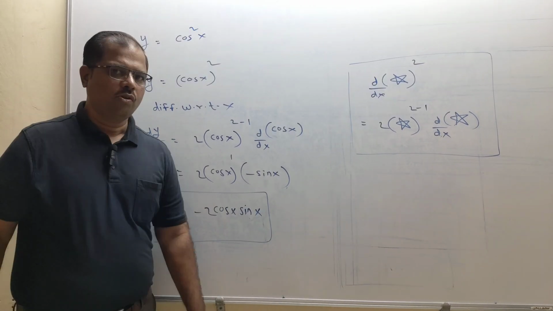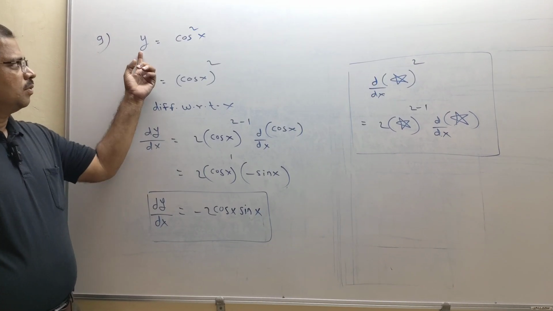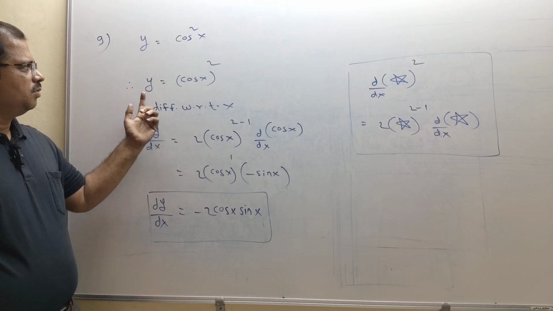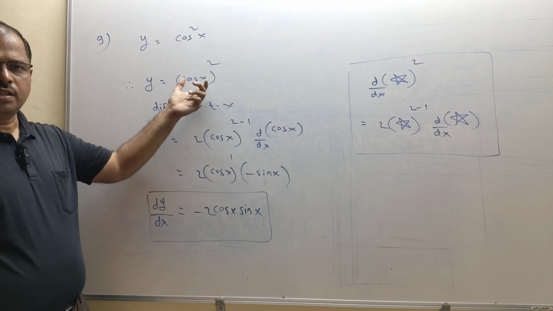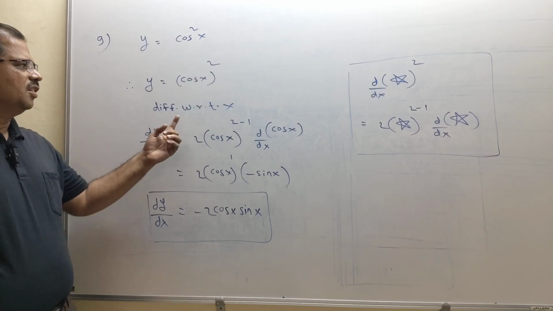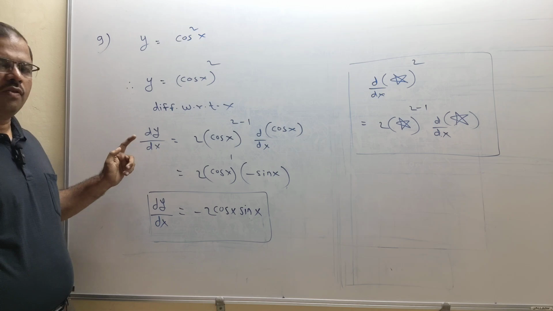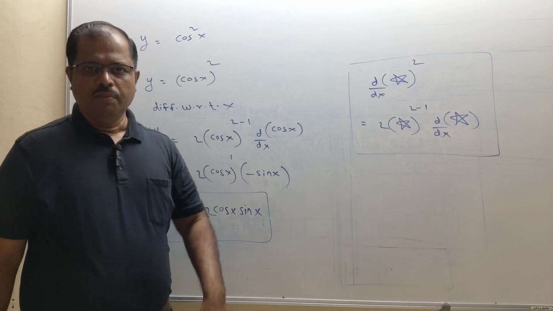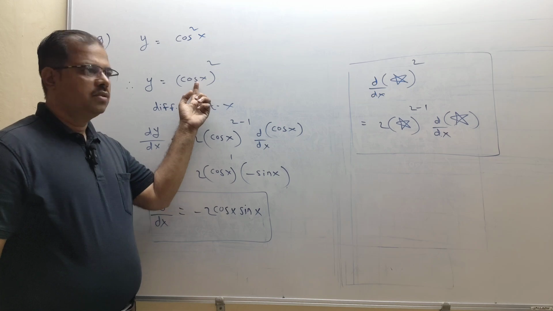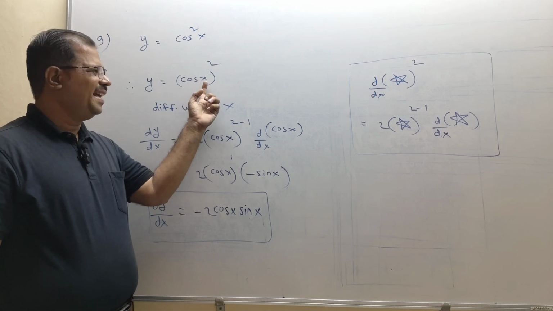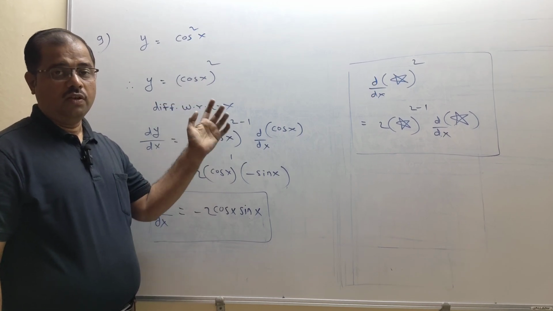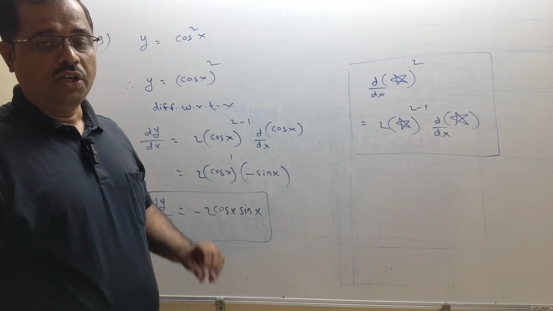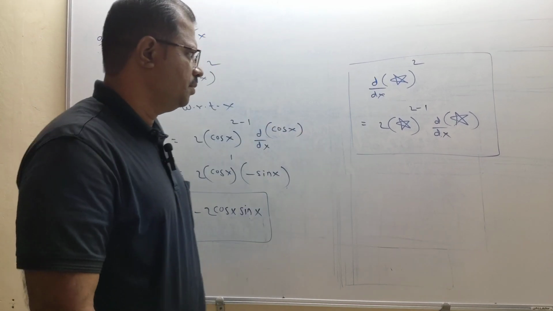Y is equal to cos square x. First we have to write y is equal to cos x bracket square. Differentiate with respect to x, derivative of y, dy by dx. If we consider the variable x, the nearby function, the close function to x is cos. Therefore, square is the outer function. Raised to n is the outer function.